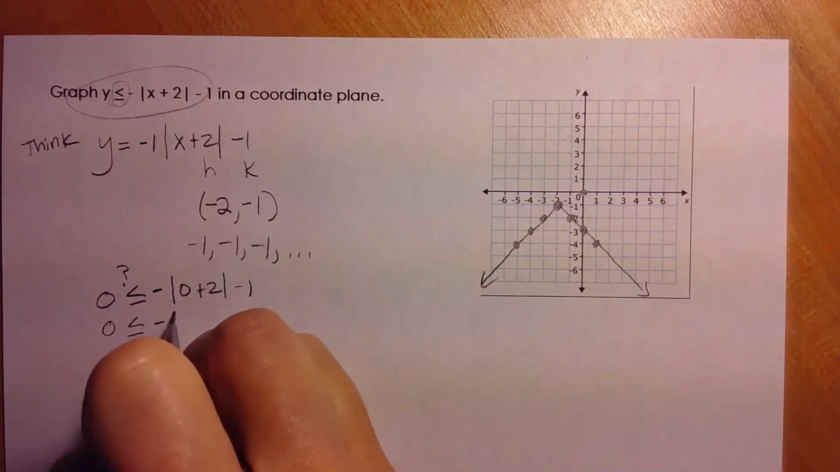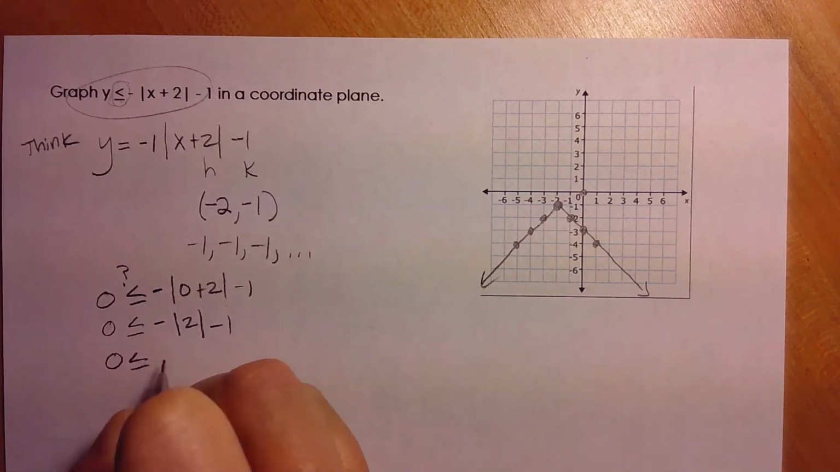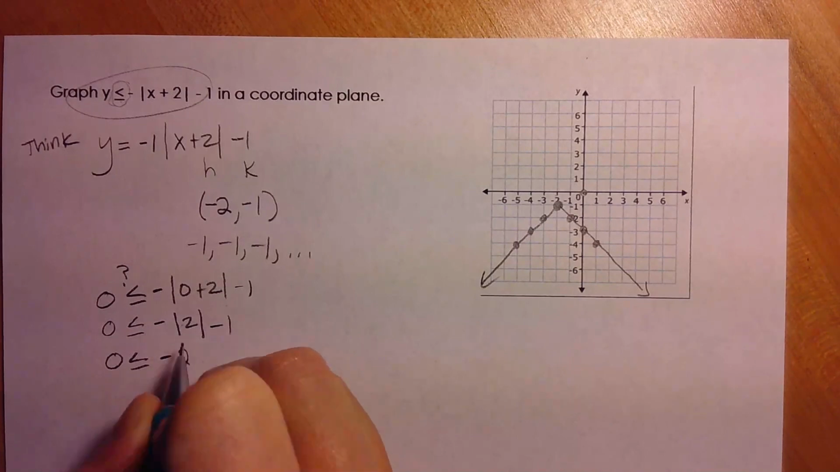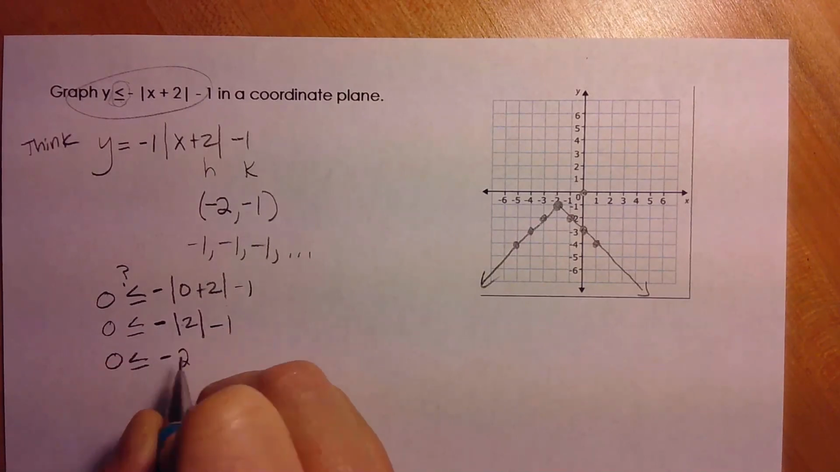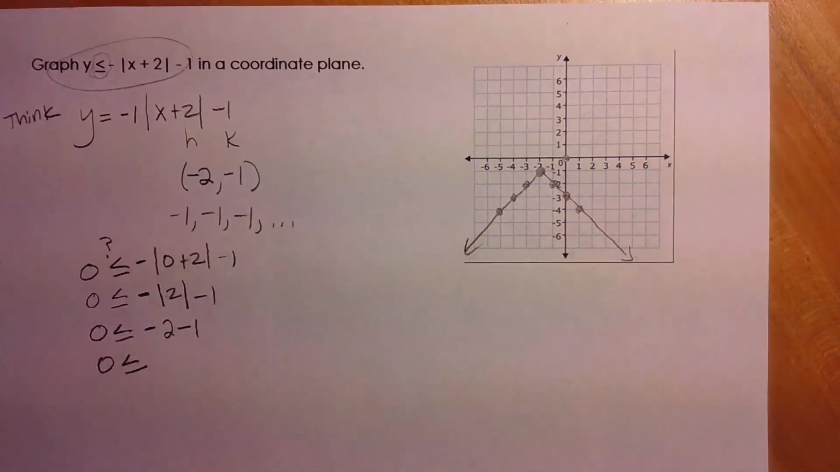So the negative is unaffected by the absolute value since it's outside of the absolute value. So absolute value of 2 is 2. Negative comes down to the next step. Am I off the screen? I'm just about off the screen, aren't I? All right.